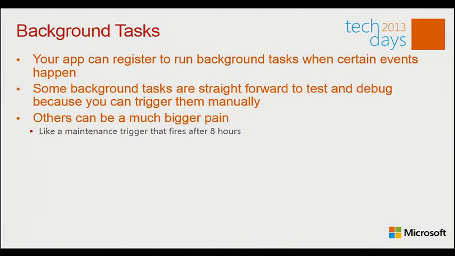All right. Somewhat similarly to contract debugging, there are some tricks to getting background task debugging to work. So background tasks are essentially tasks that run in the background that respond to specific triggers. Some of these triggers can be a lot harder than others to trigger manually. So for example, your app might have a maintenance trigger that fires after 8 hours. So it'd be kind of tough to just sit around for 8 hours and wait for that to trigger just so that you can debug that part of your code. So what we do is we give you a way to manually trigger these, and I can show you how you do that.